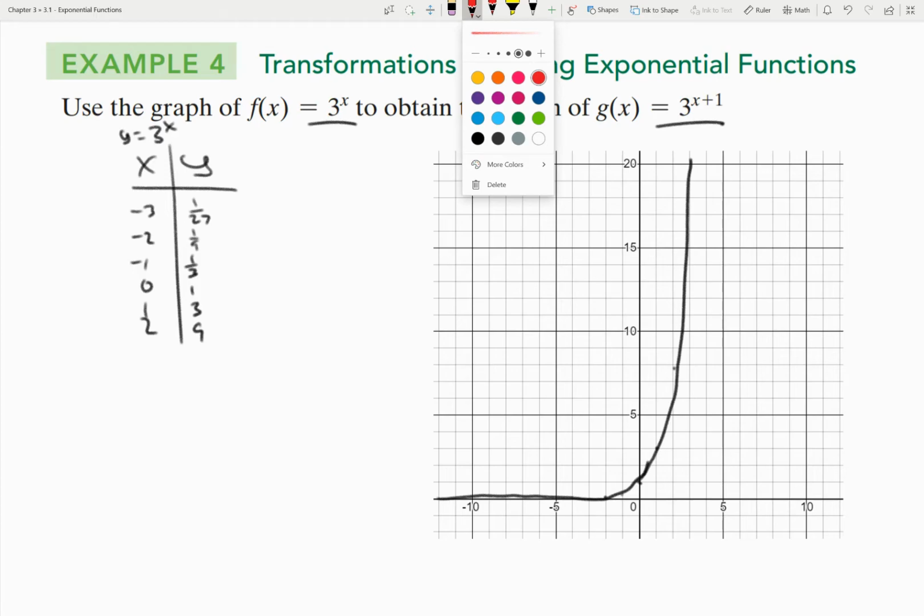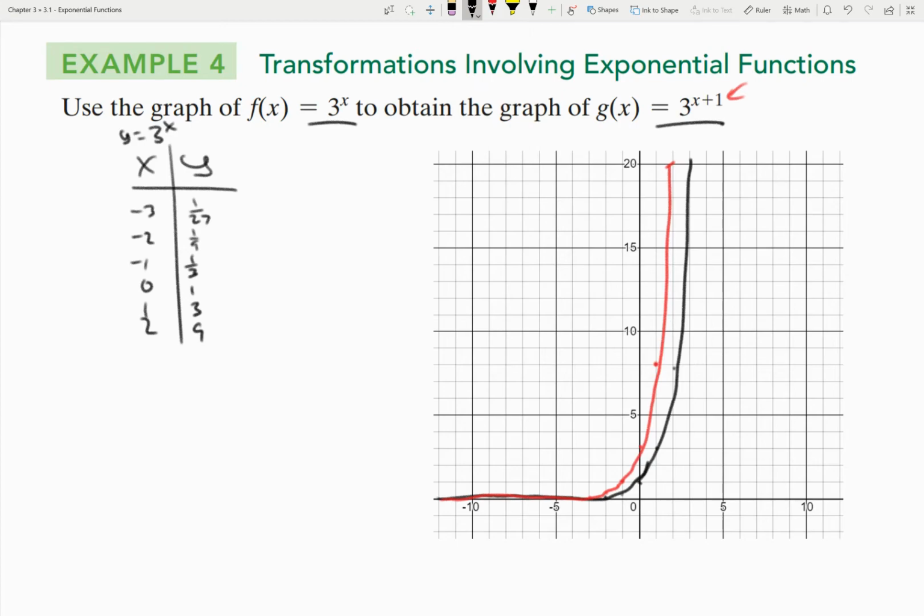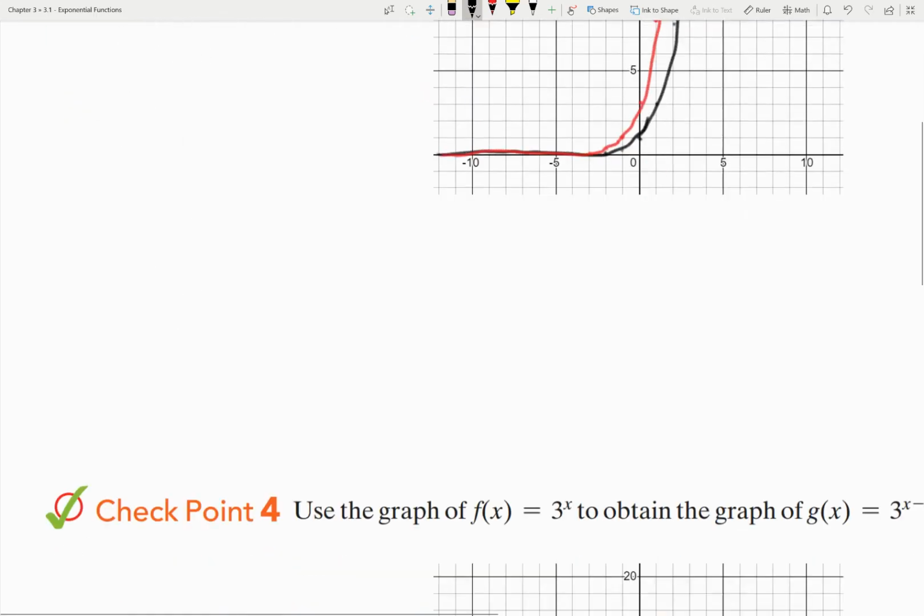If I wanted to graph this as a transformation, let's get red. If I want to shift this 1 to the left, I could take all of these points and shift them 1 to the left. It gets harder and harder to tell as we get closer to the x-axis, but we can see that my graph goes up a lot steeper, as all my points have been shifted 1 to the left. Now, did I have to do that? It might have been easier just to jump right into this function and graph that function by itself.